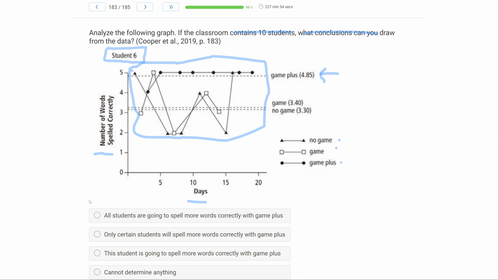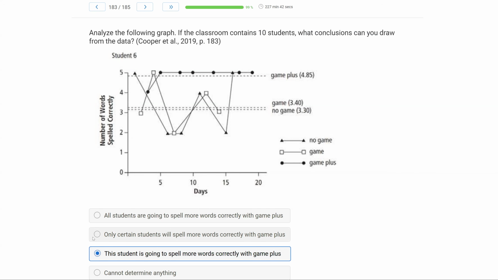C, the student is going to spell more words correctly with Game Plus. That's what we can say. This is what we know so far. We have a student who spells more words correctly with Game Plus. That's all we know. Don't try to use data to explain more than what is possible. We have one student, just one student and their data points to explain number of words spelled correctly.